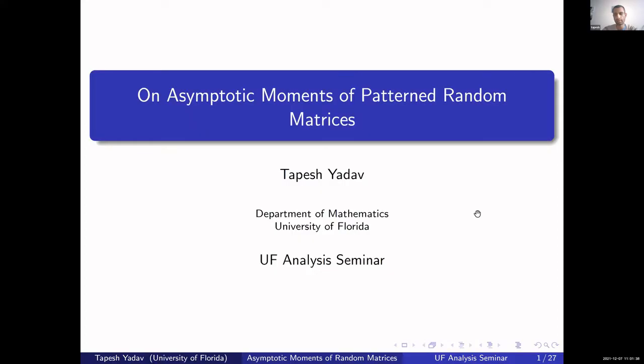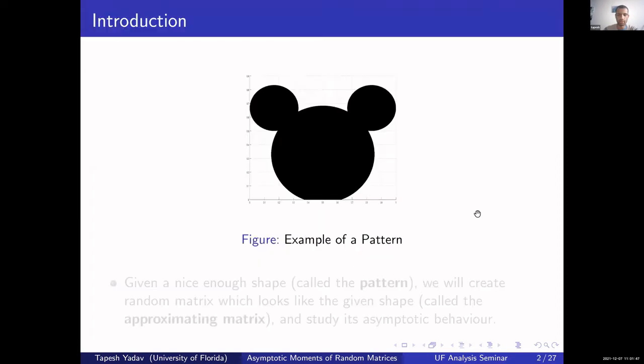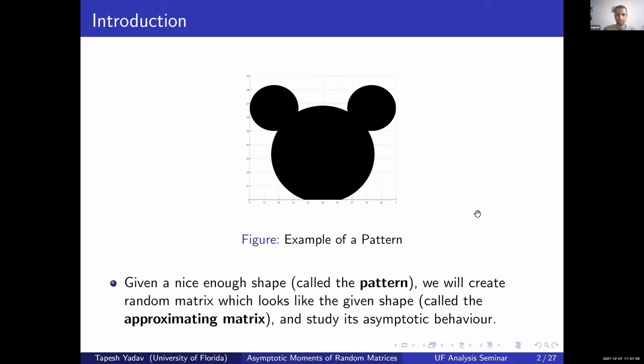I'll be talking about my recent results on asymptotic moments of pattern random matrices. So let's begin. The main object here is shapes inside a unit square in R2. Given a nice enough shape, called the pattern, we will create a random matrix which looks like the given shape, called the approximating matrix, and study its asymptotic behavior.